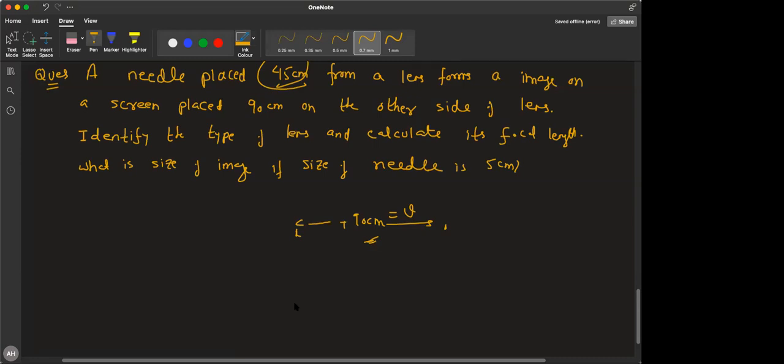No, Fatma, for first it's not 90. That 90 is image distance.